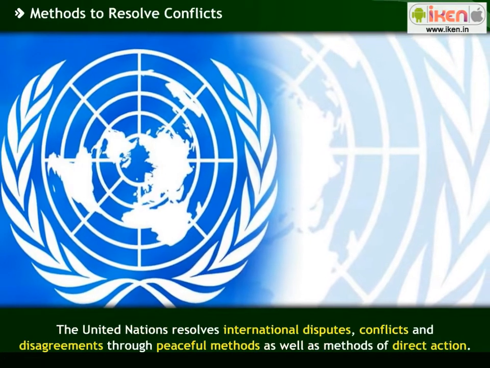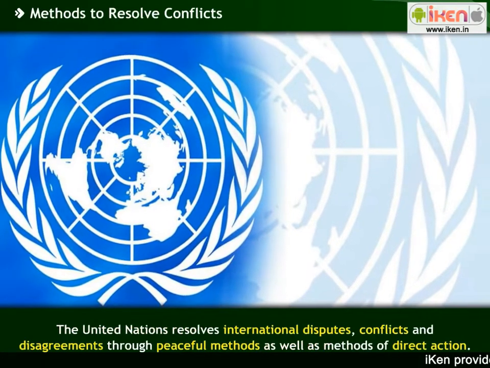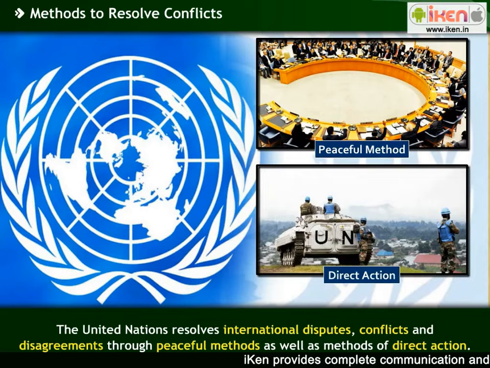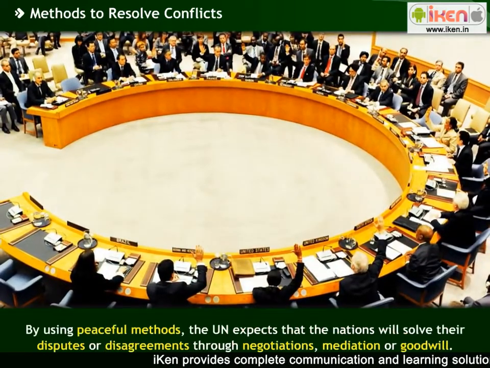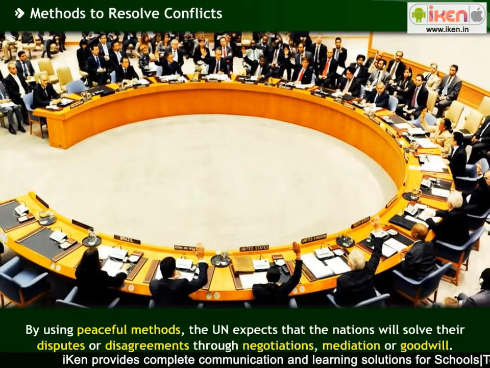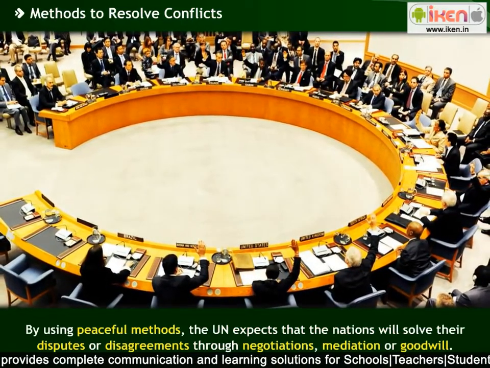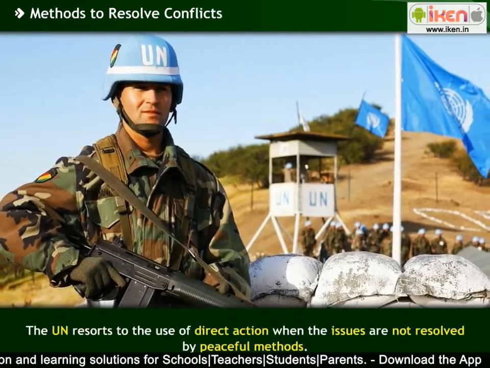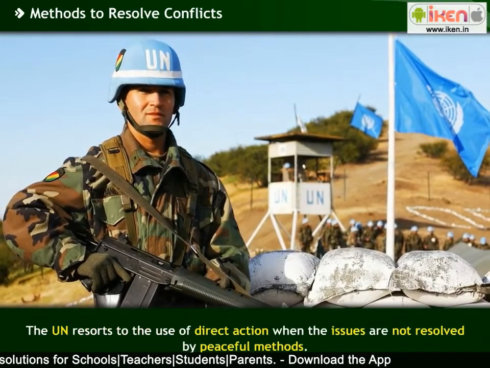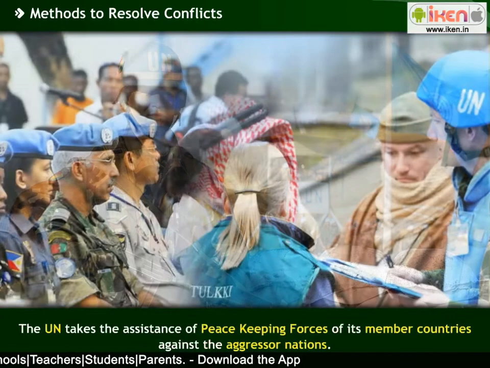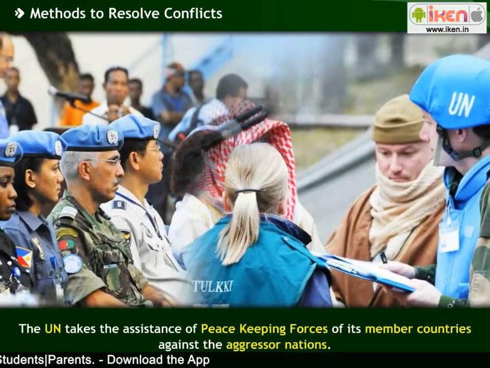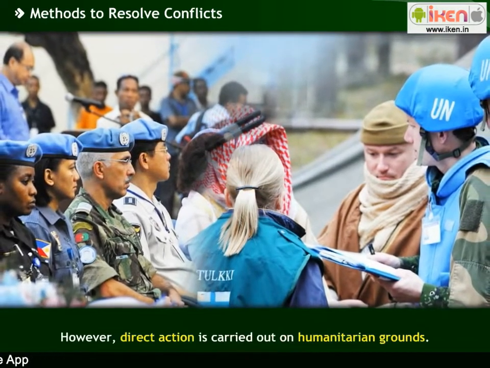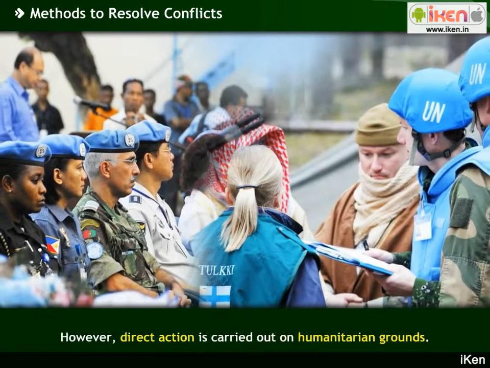The United Nations resolves international disputes, conflicts, and disagreements through peaceful methods as well as methods of direct action. By using peaceful methods, the UN expects that the nations will solve their disputes or disagreements through negotiations, mediation, or goodwill. The UN resorts to the use of direct action when the issues are not resolved by peaceful methods. The UN takes the assistance of peacekeeping forces of its member countries against the aggressor nations. However, direct action is carried out on humanitarian grounds.